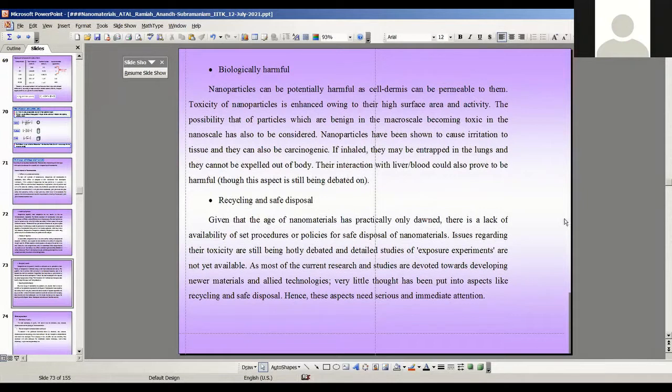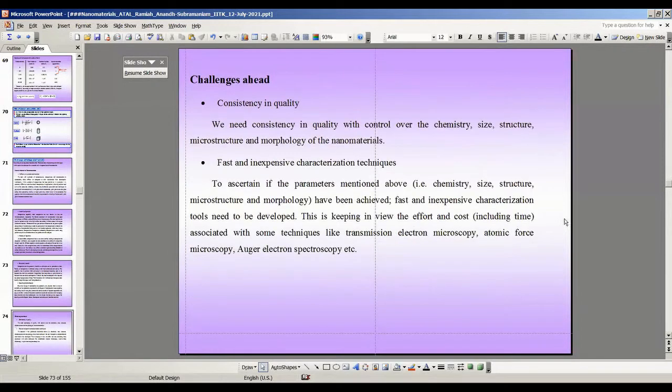I didn't show you a video today. For instance, in our lab, we did some ball milling of a material, and when the person opened the ball mill, the whole thing caught fire. The whole chamber caught fire. So the material becomes very reactive, and sometimes it can even catch fire in normal air. Recycling and safe disposal issues are not even being considered. Much research has to be done, and these are issues which need to be addressed.